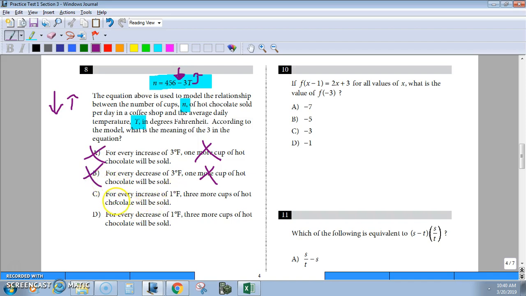Okay. So now for every increase of 1 degree, we have 3 more, oh look, cups of hot chocolate will be sold. Or for every decrease of 1 degree, 3 more hot chocolates are going to be sold. So it's going to be that decrease. You could have just answered this, you guys, instead of getting all into the math. This is when you could kind of answer with common sense, right? So obviously it's not going to be this increase. It's not going to be this more. It's going to be this decrease in temperature right here.